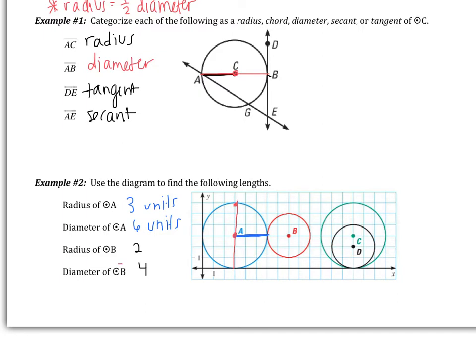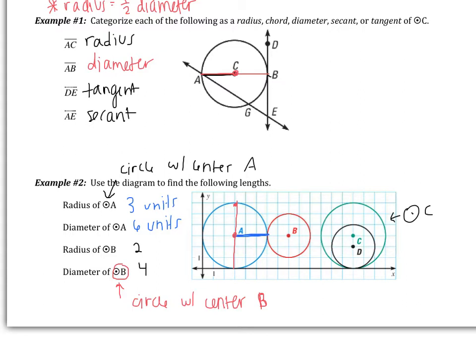about notation here. So this notation means circle with center B. So same thing, this means circle with center A. So if we were talking about this green circle, we would call it circle C. If we were talking about the black circle, we would call it circle D. It's always named by what point is at the center. So it's really, really important to remember, so please make sure you make a note of that. Okay, let's move on.